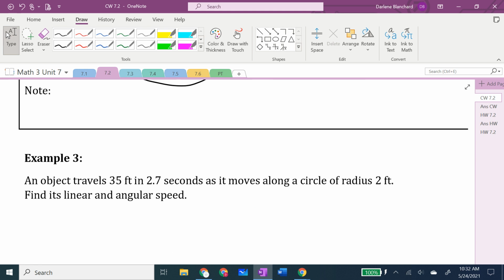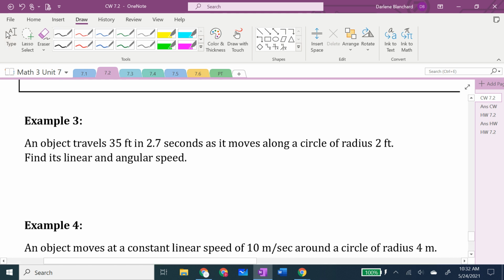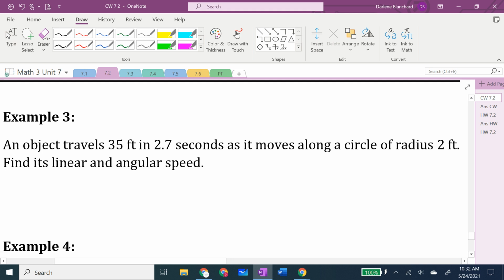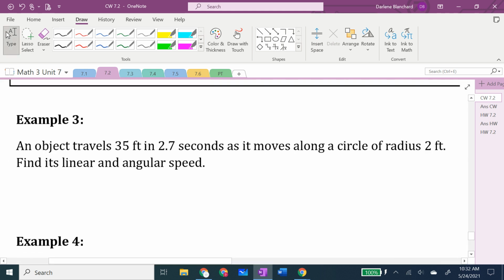If an object travels 35 feet in 2.7 seconds as it moves along a circle of radius 2 feet. Now, you can solve this problem however you want to go about this. I don't want you to feel like you have to use a formula. If you want to use a formula, use a formula. If you want to draw a picture, draw a picture. Word problems should follow some sense of logic.